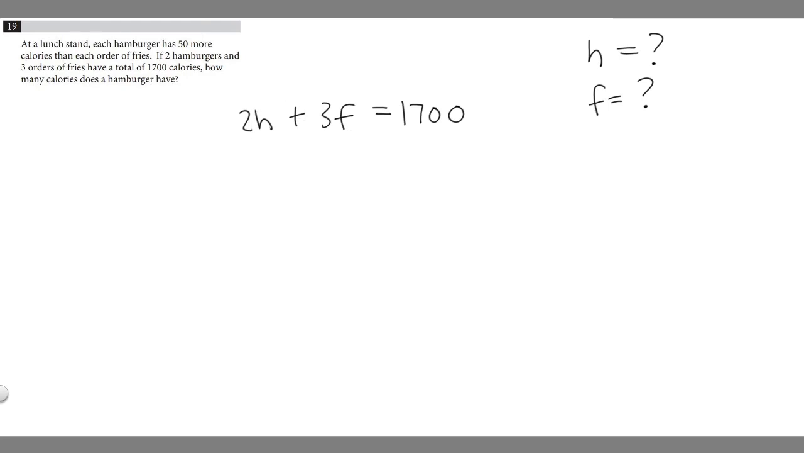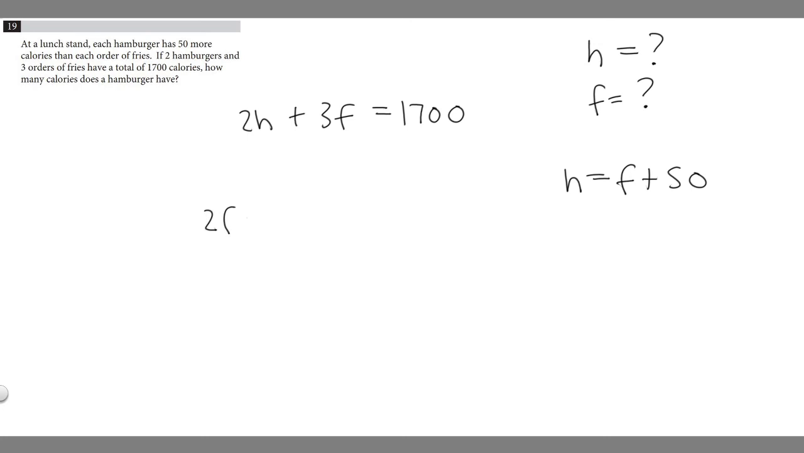And then the thing about this equation is that we have 2 different variables, so we can't solve. So what we're going to have to do is change one of these variables to be the other variable, so it just has one. And we can do that because they tell us each hamburger has 50 more calories than each order of fries. So h is going to be equal to the fry plus 50, right? So the calories of the fry plus 50 calories, because they tell us that. And so with that information, we can just plug in this for h, and then we're just going to have one variable.